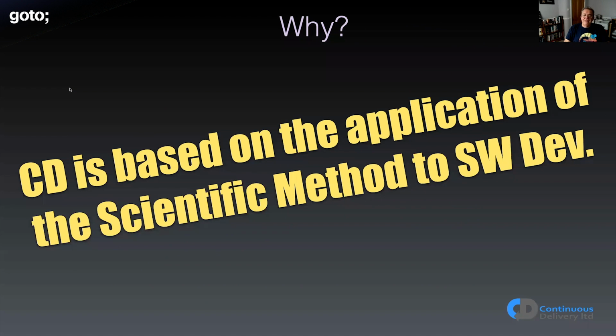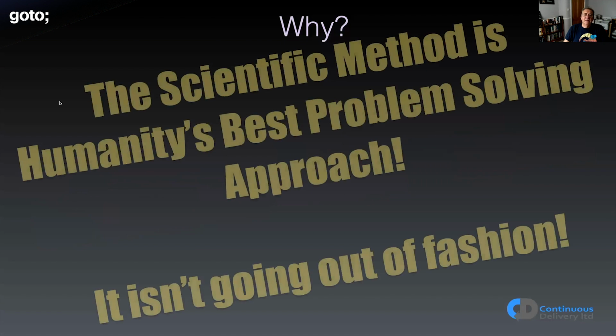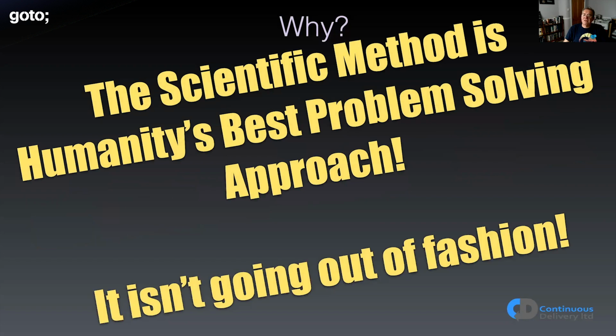Continuous delivery is based on the application of the scientific method to software development. It's about concretely, consciously trying to achieve a more experimental approach to creating software repeatably and reliably. I think it's a very strong candidate for a genuine engineering discipline in the sense of applying scientific style rationalism to solving practical problems. The scientific method is humanity's best problem solving approach. It's not going out of fashion anytime soon, so it's certainly going to be around in 100 years' time.